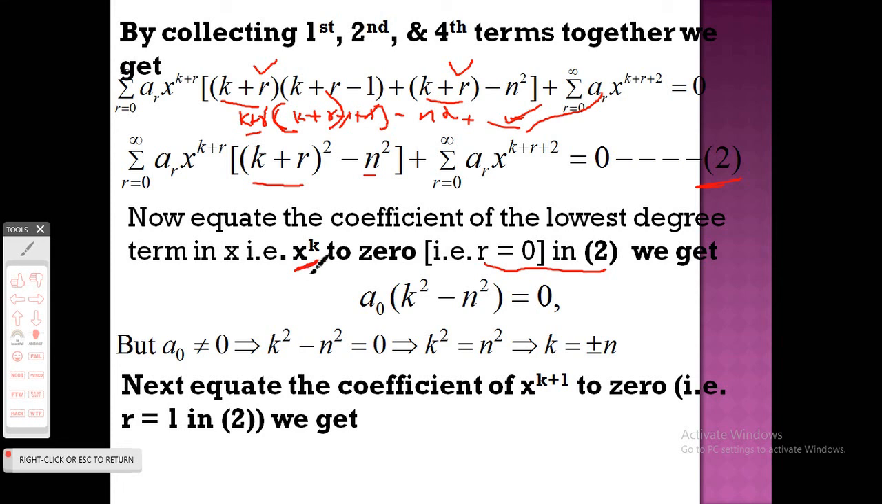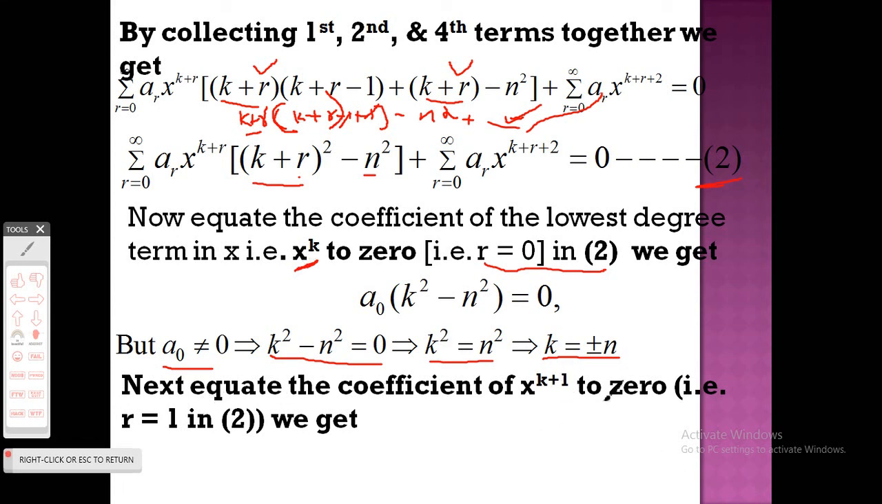k plus r is k, so the remaining is k square minus n square is equal to 0. This is the coefficient of x to the power k. Now, k square minus n square is equal to 0, since a naught is not equal to 0, which implies k square is equal to n square. Therefore, k is equal to plus or minus n. So, we obtain two values for k, that is plus n and minus n.